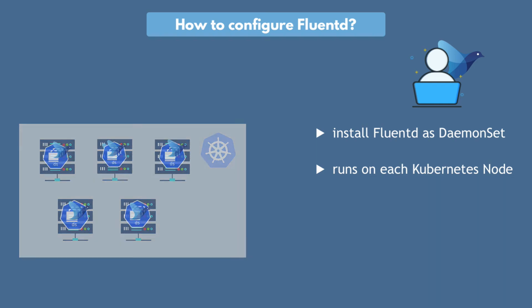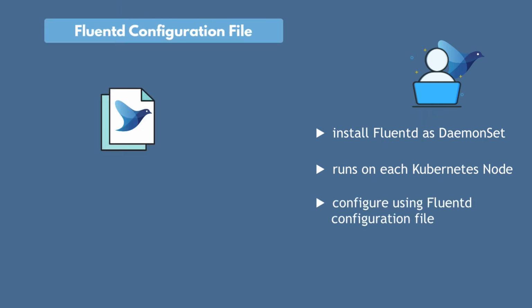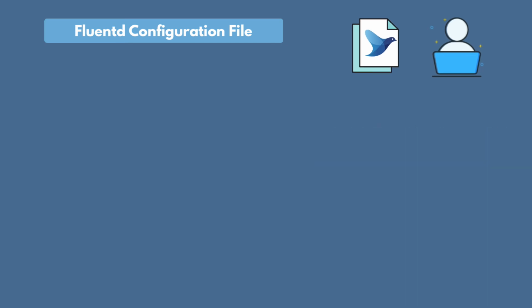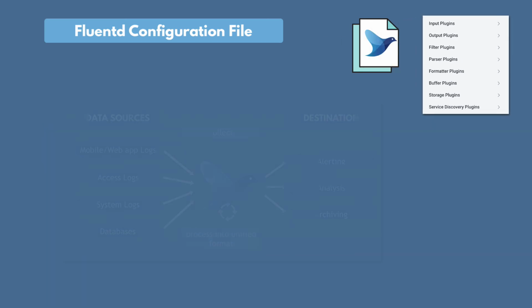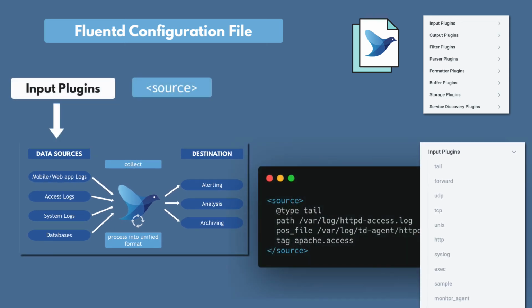You can configure Fluentd using a Fluentd configuration file. Now, Fluentd configuration may be a bit complex to get started with, but it's very powerful in terms of processing and reformatting your data. And for that, you will use Fluentd plugins. Fluentd has tons of plugins for different use cases. First of all, you can define the data sources. These are all the applications from which Fluentd will start collecting the logs.